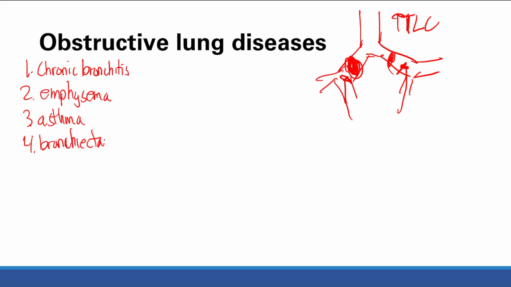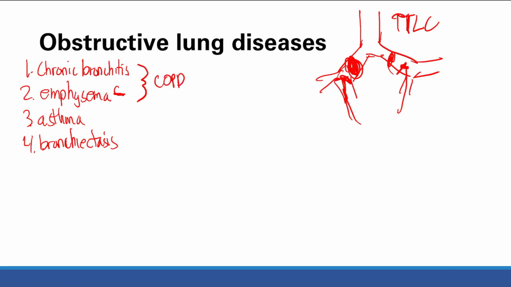All of these diseases cause an obstruction and prevent air from leaving the lungs. Some of them don't even necessarily cause an obstruction. For example, this one doesn't cause obstruction, but it prevents air from leaving the lungs, and that's how we call it obstructive lung disease.